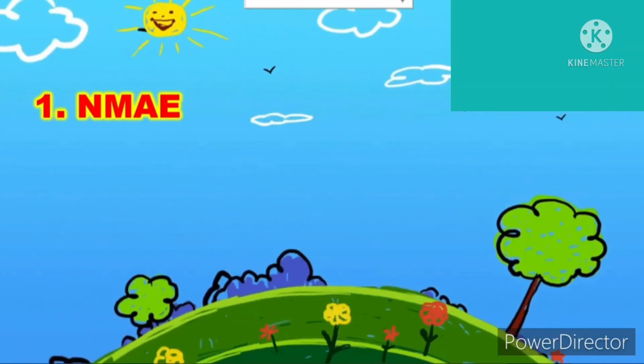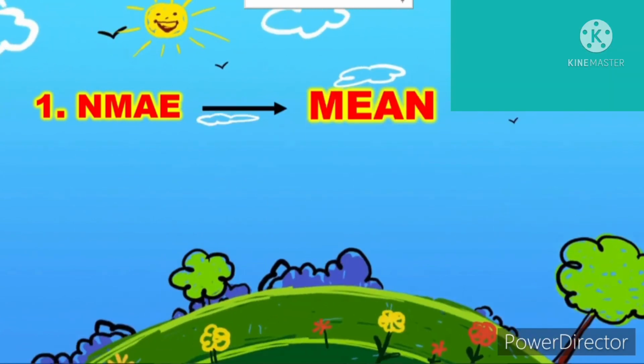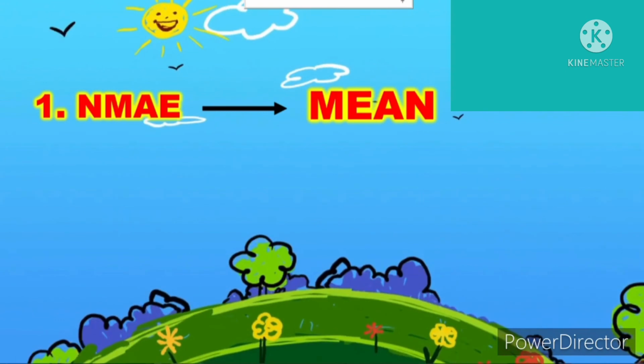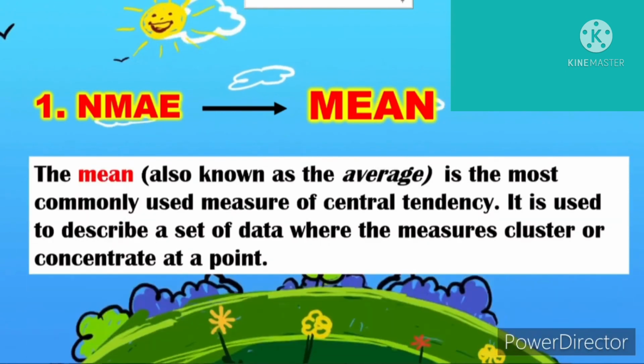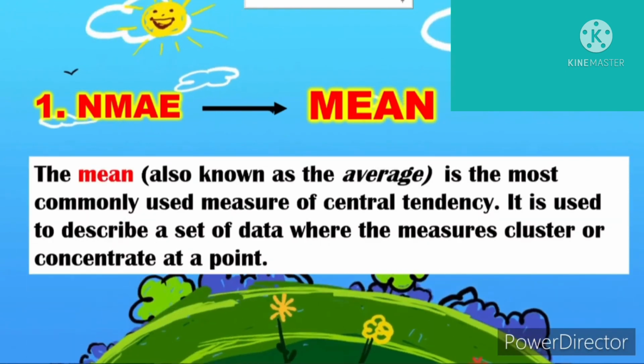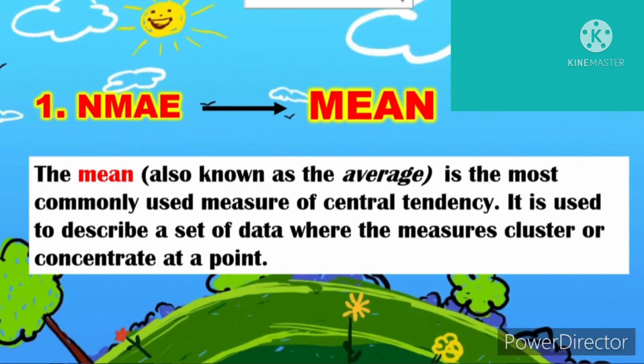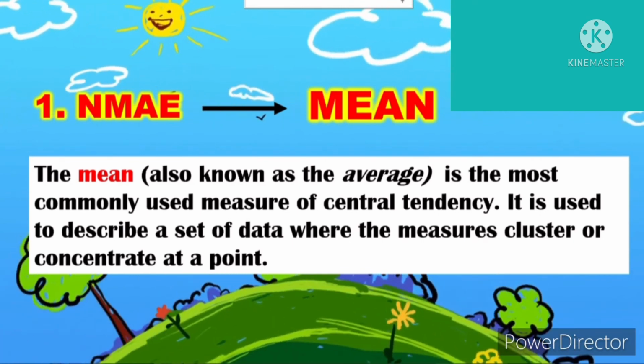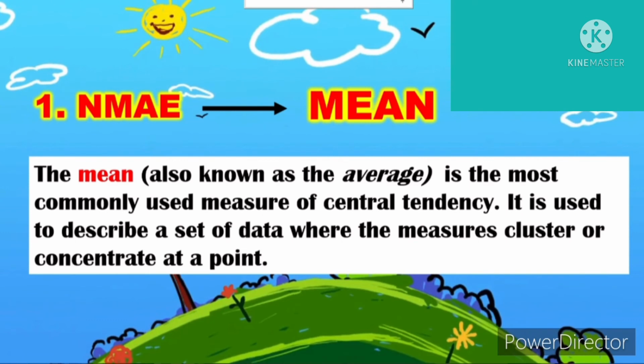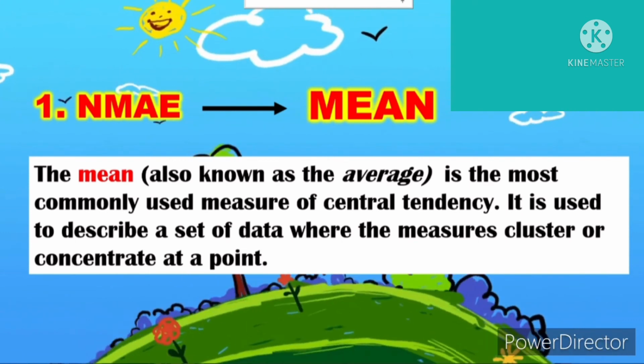Time's up. The answer is mean. As we all know, the mean is also known as the average. It is the most commonly used measure of central tendency, and it is used to describe a set of data where the measures cluster or concentrate at a point.